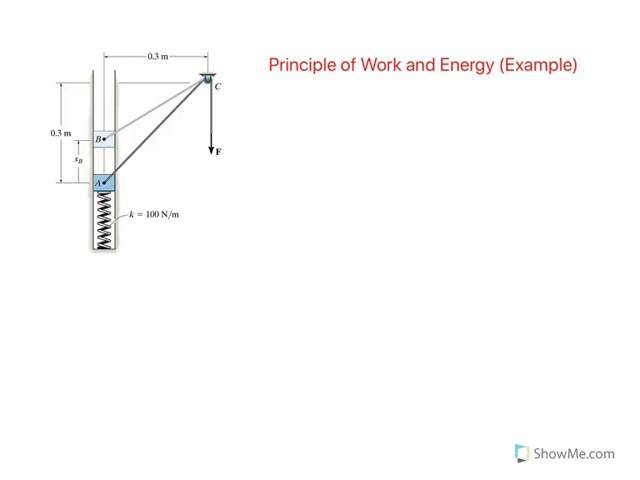Hello again. Today I want to show you a very simple example of how we can use the principle of work and energy to solve for the velocity of a block here. So here we have this block whose mass is 2 kilograms, and at position A, where it's attached to a spring, linear elastic spring, the velocity is 0, so it starts from rest.